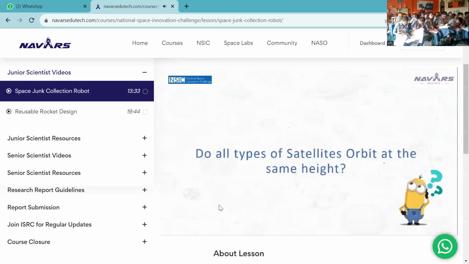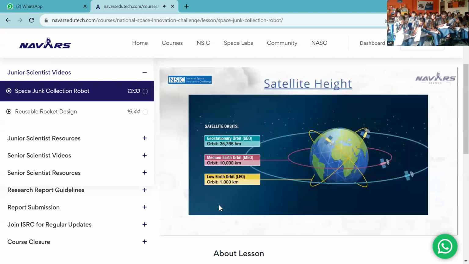Now, tell me, do all types of satellites orbit at the same height? Or do we have different orbits? I already told you about this, right? So these are all not in a single orbit. So we have different orbits. In this picture, you can see the yellow one that is close to planet Earth. This is called a low Earth orbit. Typically, this orbit is in between approximately 1,000 kilometers.